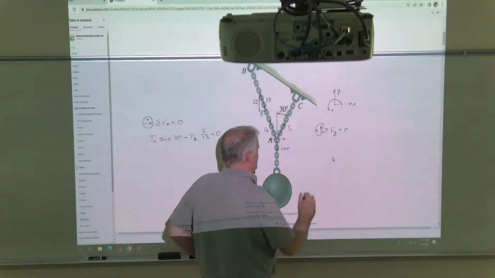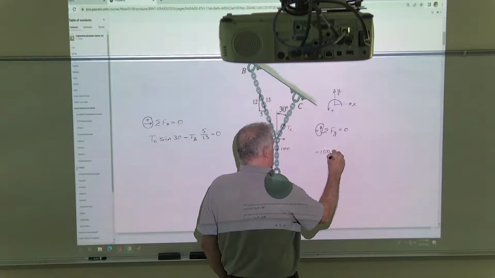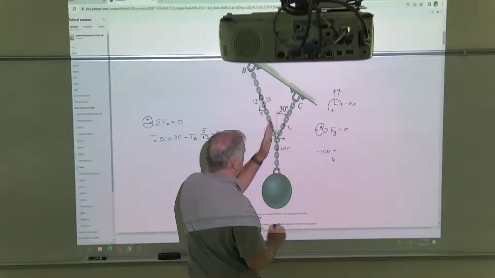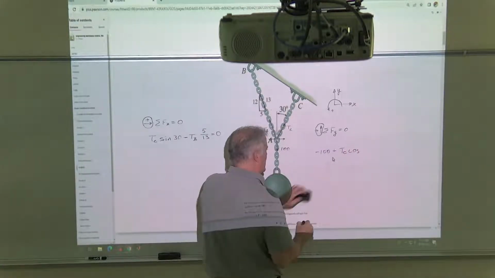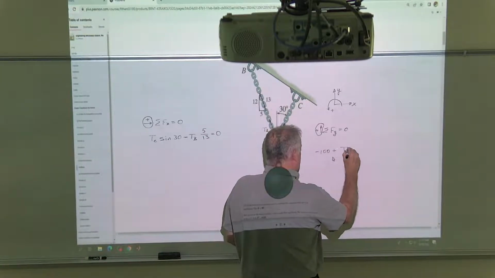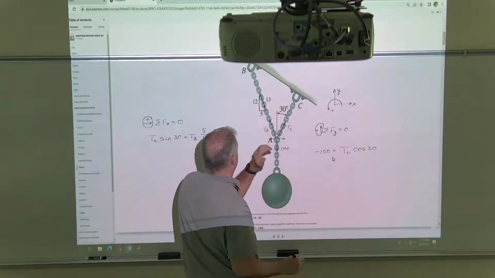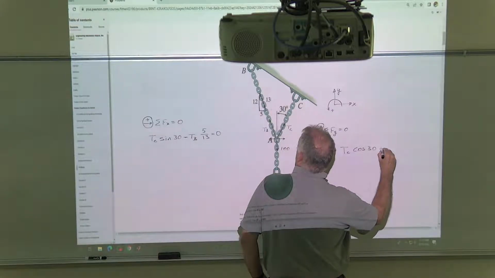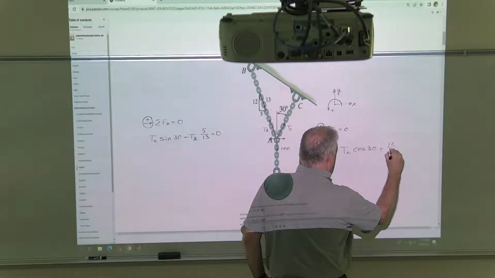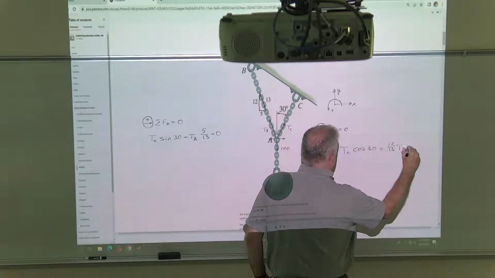So I got minus 100 plus, now here I got this one that's collapsed to there, TC cosine 30, that's running that way, and then I got 12/13 TB running the same way, equals 0.